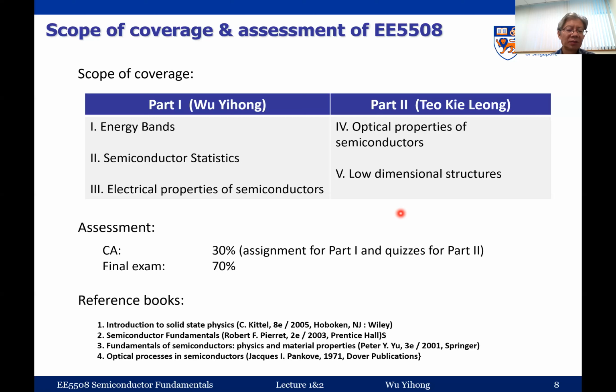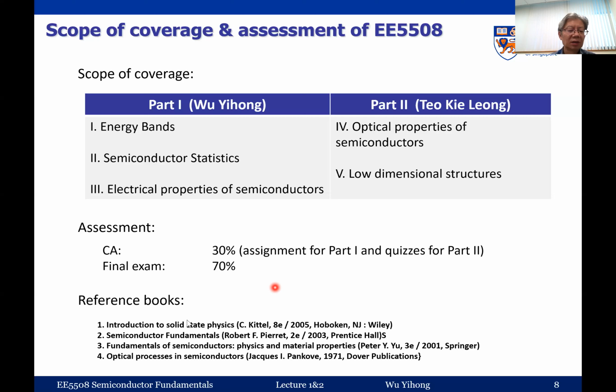And the assessment is given here. You can see that we have a CA, continuous assessment, component. So 15% from my part, and the other 15% from the Professor's part. From my part, I will give you an assignment, okay? And you will submit a report for the assignment near the end of this semester, right? I will give you the assignment maybe after I finish lecture 5. And then the final exam is 70%, right?